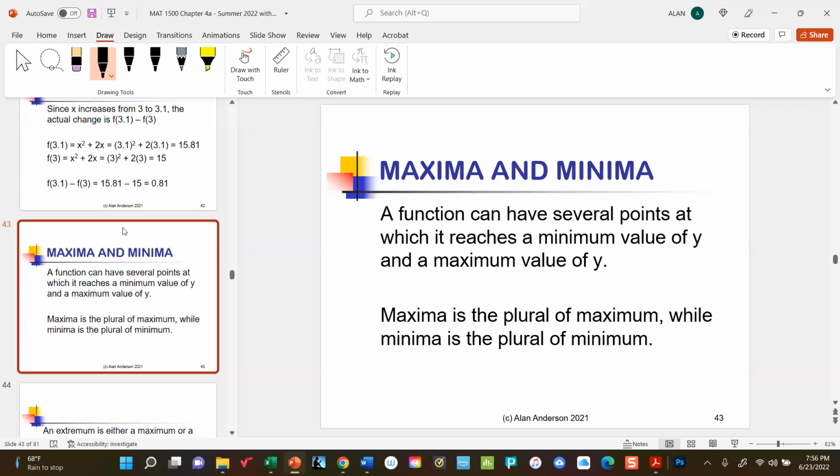So anyway, we have to be very careful with the language here. These are Latin words, and so the pluralization is maybe not what you were expecting. The word maximum, everybody knows, and the word minimum, but it turns out that the plural of maximum is maxima, and the plural of minimum is minima. Now, a function can have many different points at which it reaches a minimum or a maximum, and there's two basic types of minima and maxima. Let me just show you a quick couple of graphs.